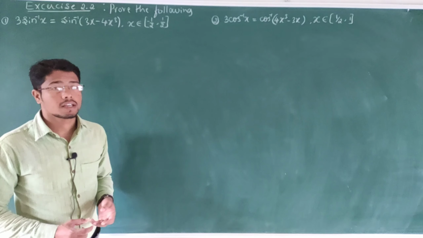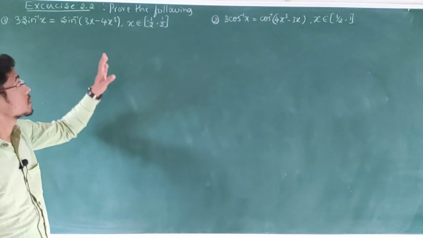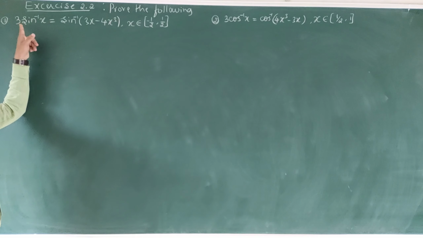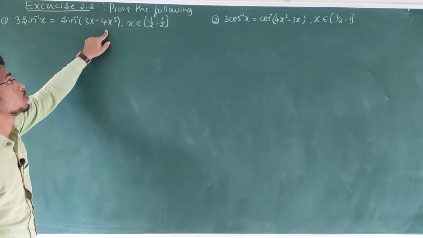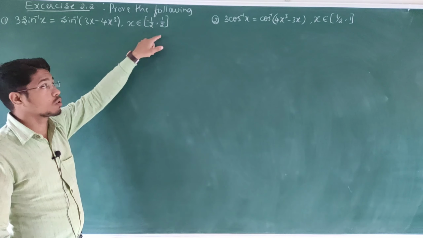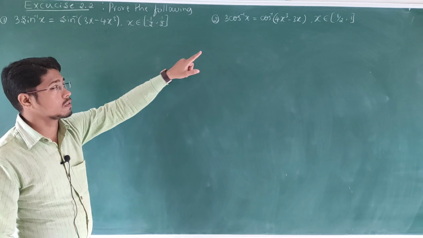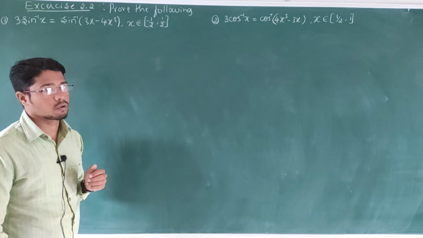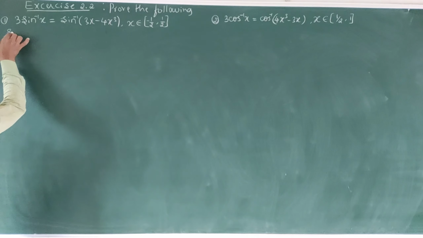So in today's class I will solve the exercise 2.2 problems. Okay, exercise 2.2, prove the following. The first question is 3 sin inverse of x equals sin inverse of 3x minus 4x cube, where x belongs to the closed interval minus 1 by 2 comma 1 by 2. And the second one is 3 cos inverse of x equals cos inverse of 4x cube minus 3x, where x belongs to the closed interval 1 by 2 comma 1. Okay, let us see the solution. We have to prove these two.